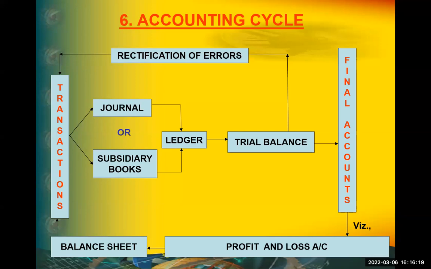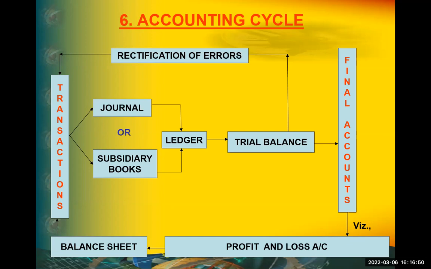How much rent you paid in this year, I can't come to know from the cash book. If you pay rent, where will you write it? Payment of rent, cash book. But the cash book also contains all the payments. It does not only contain rent alone. It contains all other similar payments. So I can't come to know the total rent paid. I have to do some calculation. That calculation is done in the ledger.